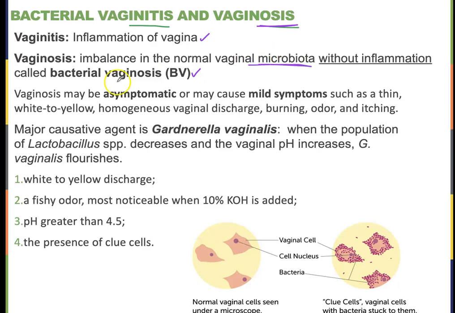And if you remember, the vagina has a resident flora. Out of the ones you need to know, we have Gardnerella vaginalis. That is going to be normal. Lactobacillus is also going to be in there. And we have Candida albicans, the yeast.